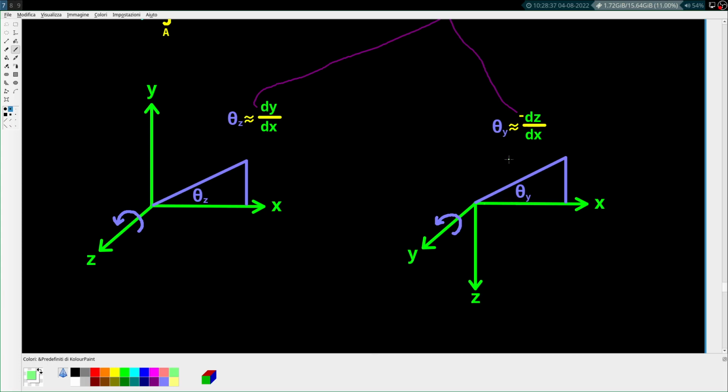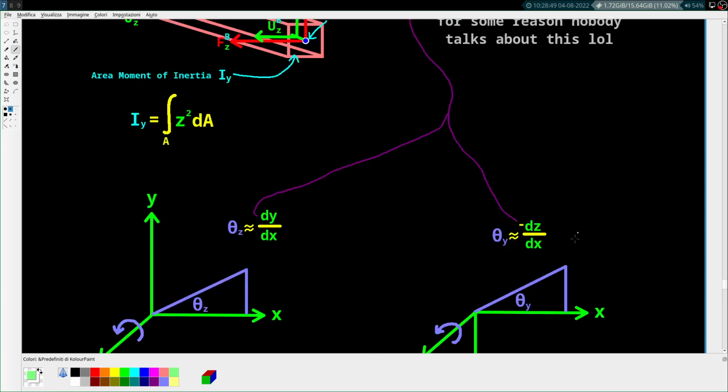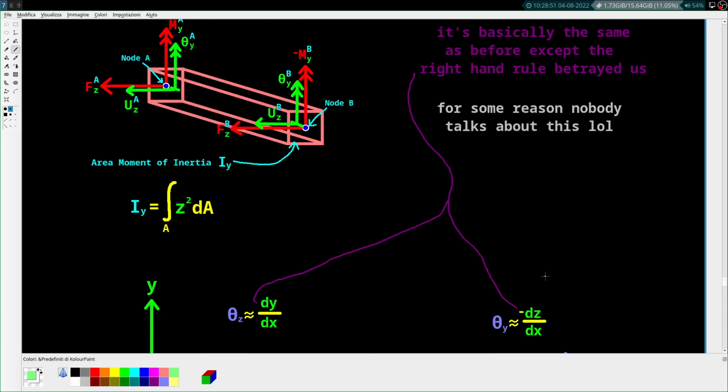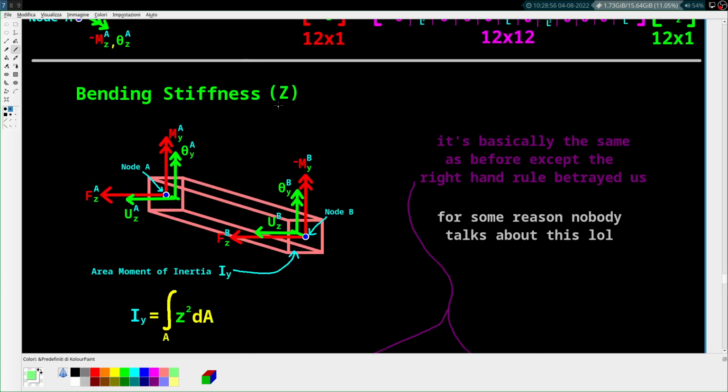However, if you now look at theta in the y direction, this slope and this angle, the z-axis is down, dude. So this slope is actually negative dz/dx, not positive. And that's where the difference comes. That's literally the only difference between bending in the y direction and bending in the z direction.